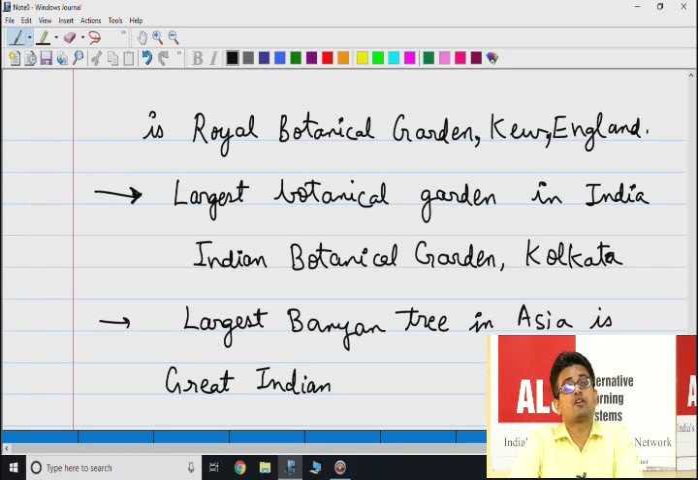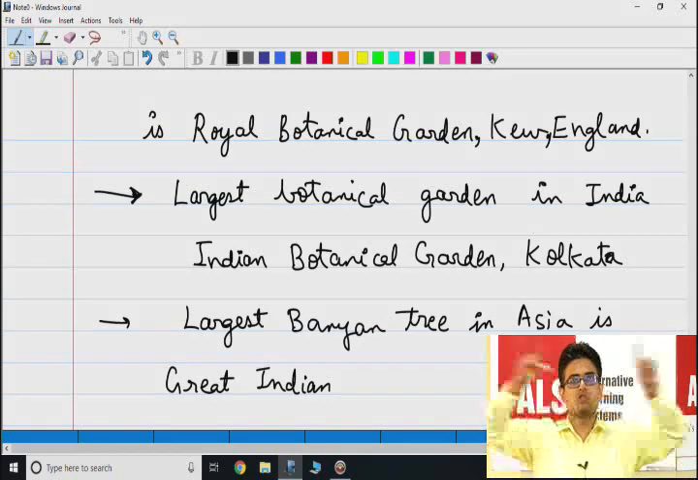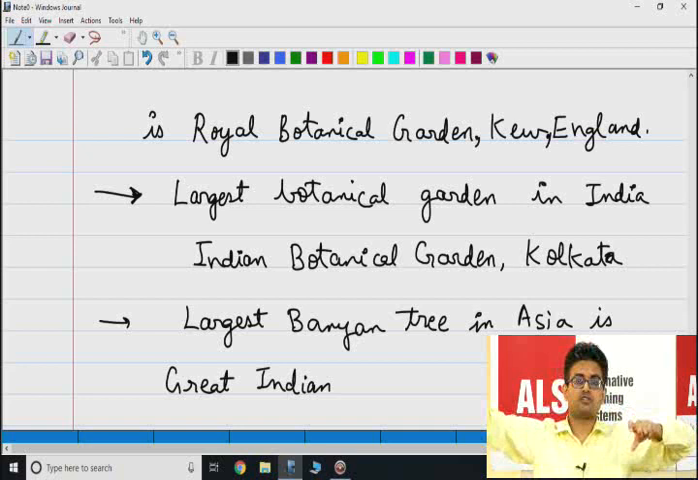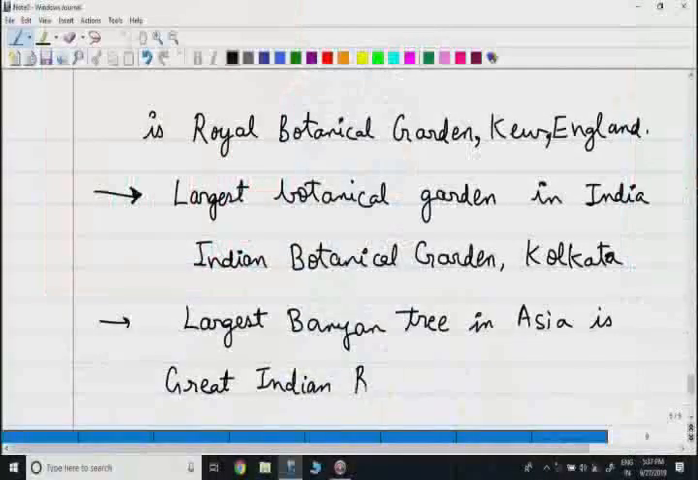3.5 to 4 kilometers, it looks like a small jungle, right? So if you search for these images on Google, Great Indian Banyan Tree, it will look like a large jungle of trees. Actually, those are prop roots coming out from the banyan tree. Banyan tree has large branches and it shows prop roots, right? So it will cover a huge area. It will look like a small forest. Great Indian Banyan Tree.